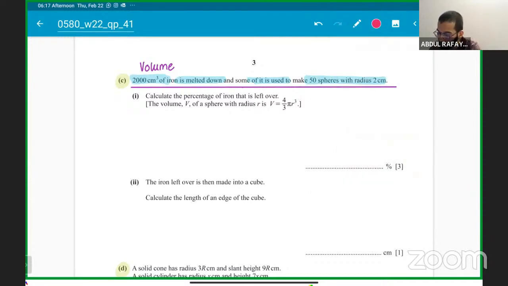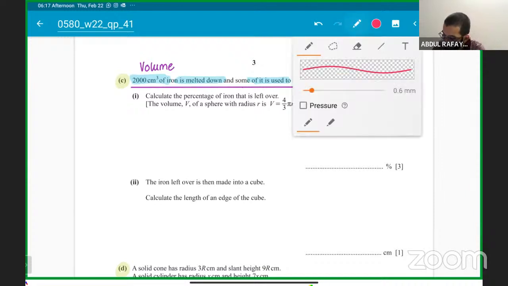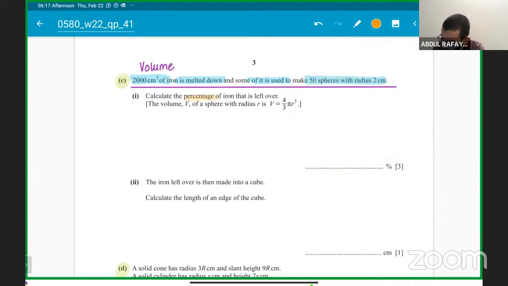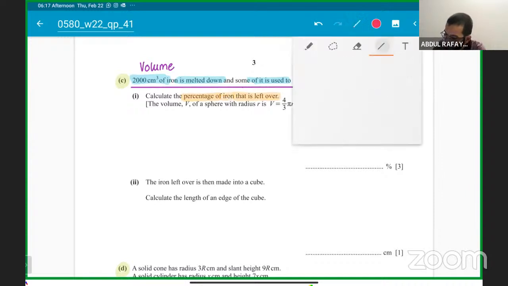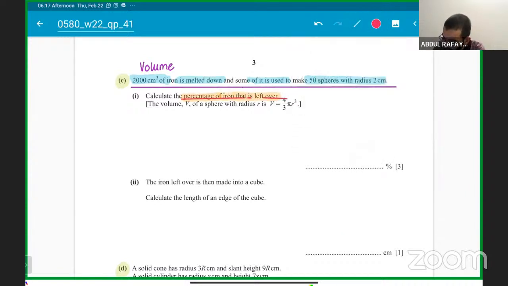Clear? So what we need to understand is, we will first find out how much volume it will take to make the 50 spheres. Because what we have to find is, sir, calculate the percentage of iron that is left over. We have to calculate the percentage of the iron that is left over. So we'll talk about that as well.